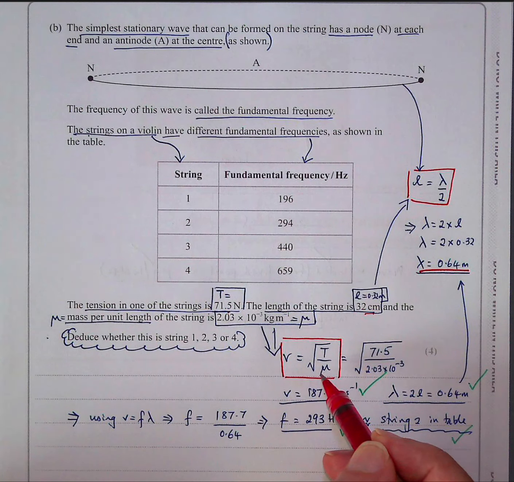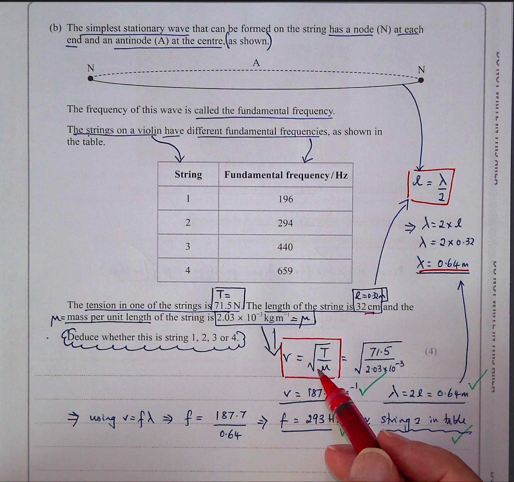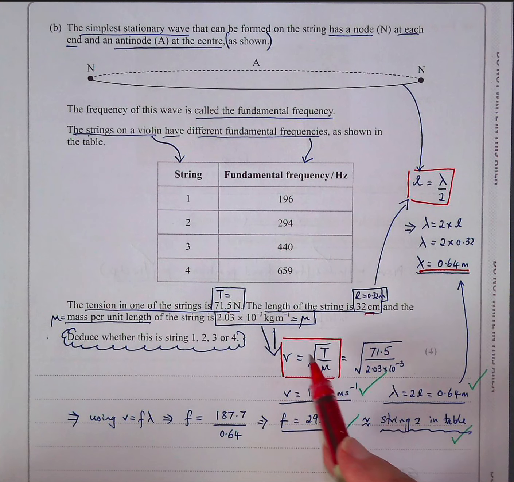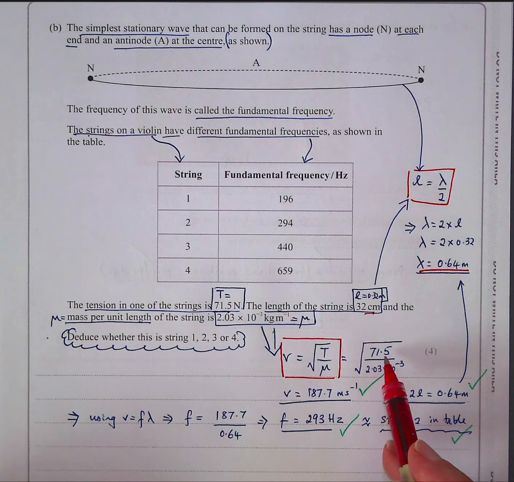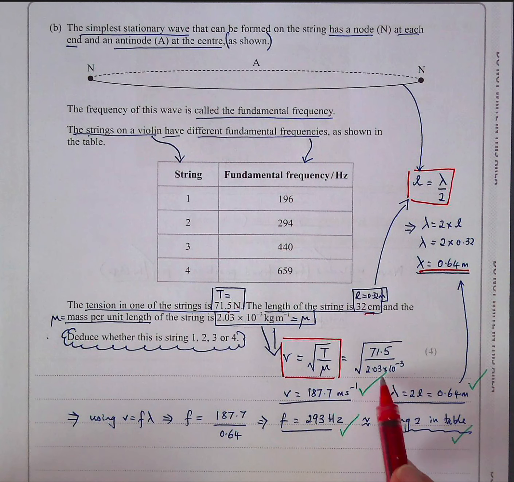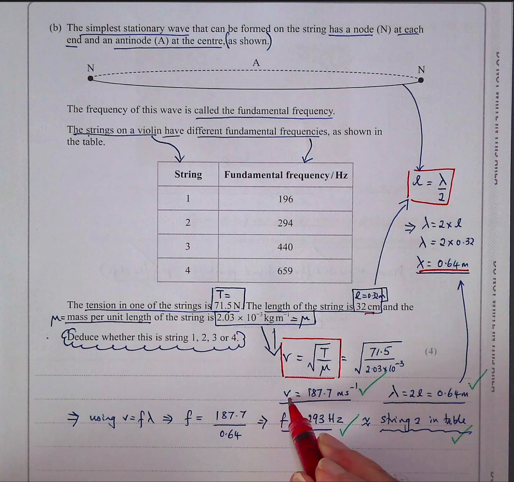It basically is how thick the string is, if you like, the density of the string, but per meter rather than per meter cubed. So you put the values in, 71.5 here, divided by the mass per unit length in kilograms per meter, and you get a value, and now you know the velocity.